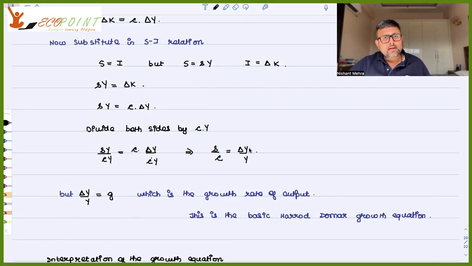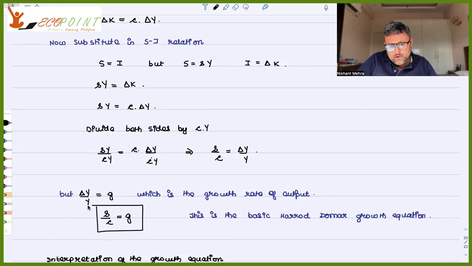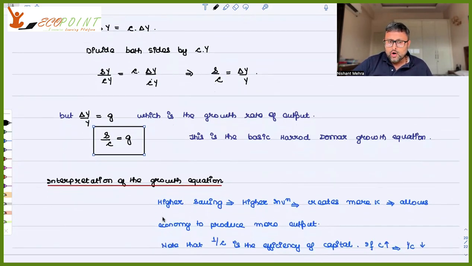So delta Y is the change in output, that is, this period's output minus last period's output. Y is the last period's output. So you get the growth rate of output with this. So this is the basic equation of the Harrod-Domar model: s upon c is equal to g.